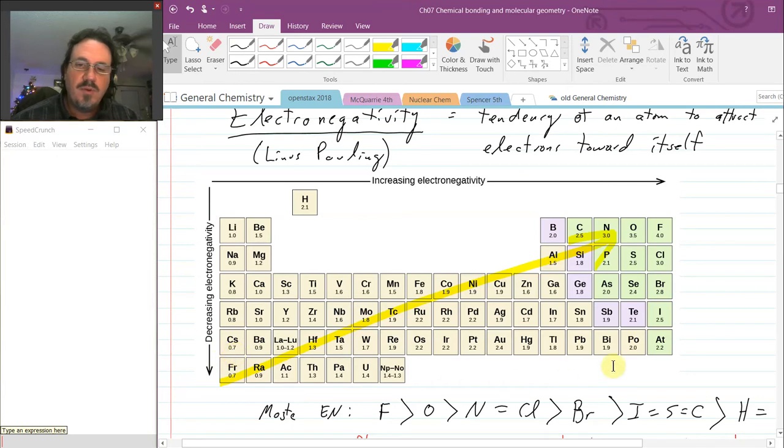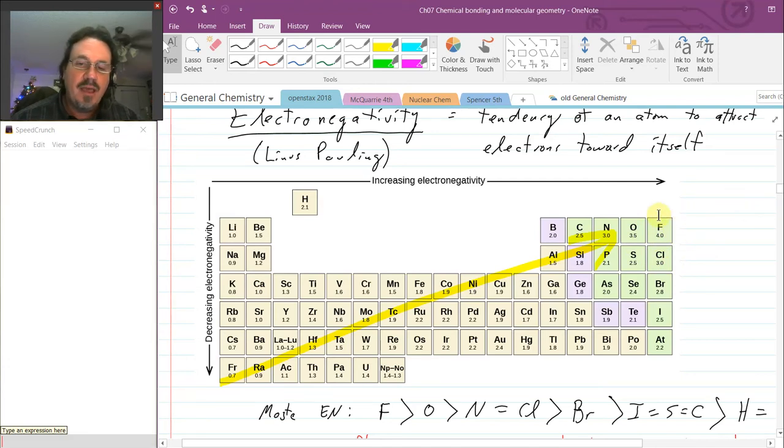Where's the very highest one? Fluorine. Up here, 4.0. That's the absolute highest you can get on the electronegativity scale. The closest one to it is oxygen, which is 3.5, right? And after that, nitrogen and chlorine are tied at 3.0. But fluorine is one whole unit, one whole step above them, and so fluorine is really highly electronegative, more electronegative than any other element out there.